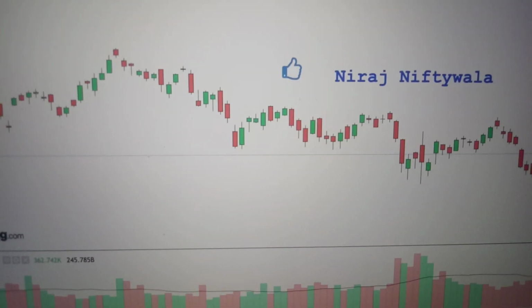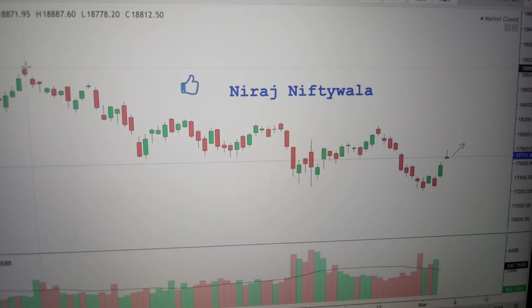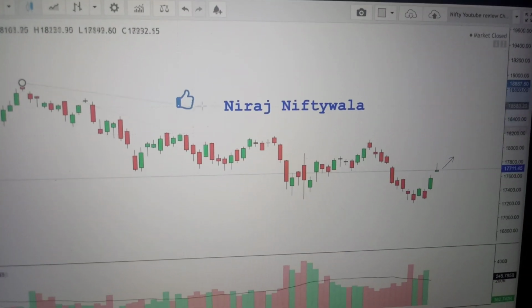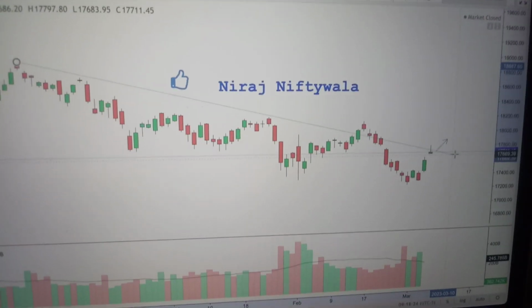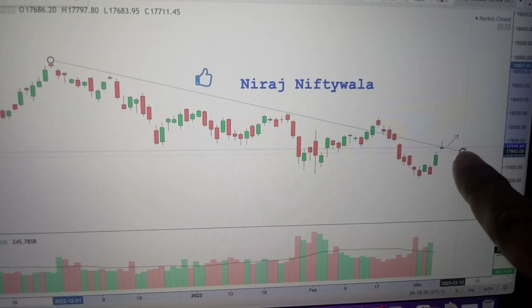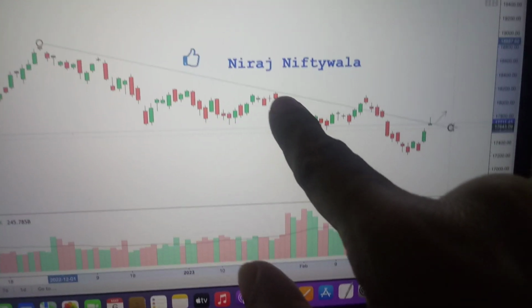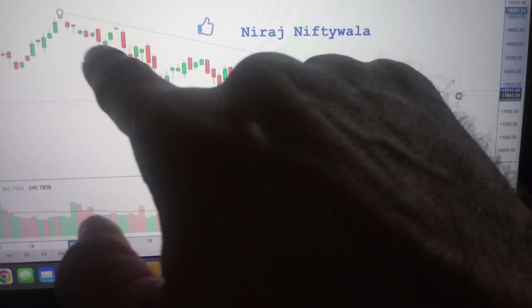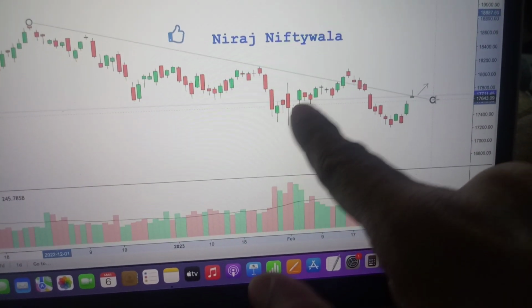Now I'm going to draw a trend line over here, which is a very basic part of a technical analysis chart. This tells us how the price is behaving in a particular time frame. So the line which I have drawn here is called a trend line. This is the upper range of the trend line. And why did I draw it like this? Because every time Nifty comes near this trend line, it takes a reversal.